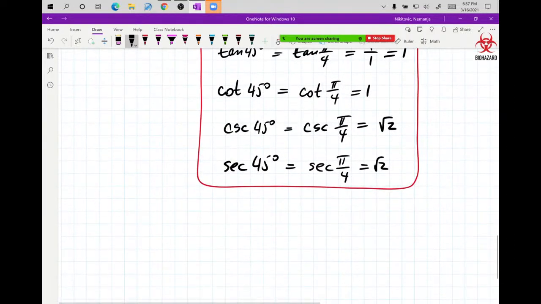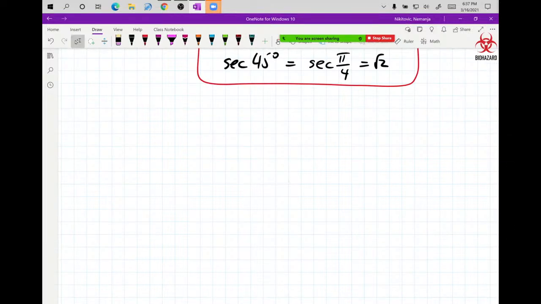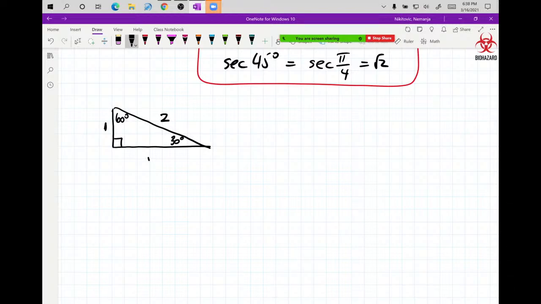Now that leads us to a second important triangle. And this one will have 60 degrees there, 30 degrees here, and your 90, because 60 plus 30 is 90. So now the values that you have: the shortest side is 1, the hypotenuse is 2, and then this one ends up being root 3 by Pythagorean theorem.